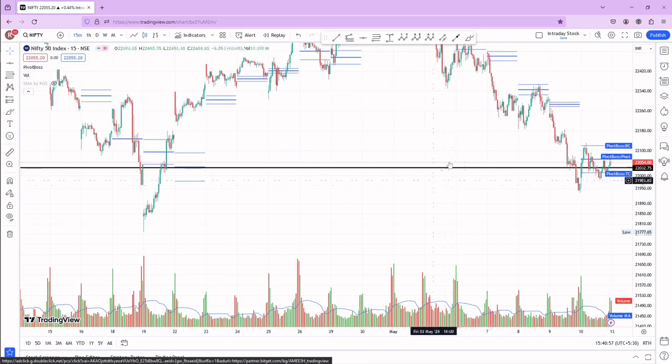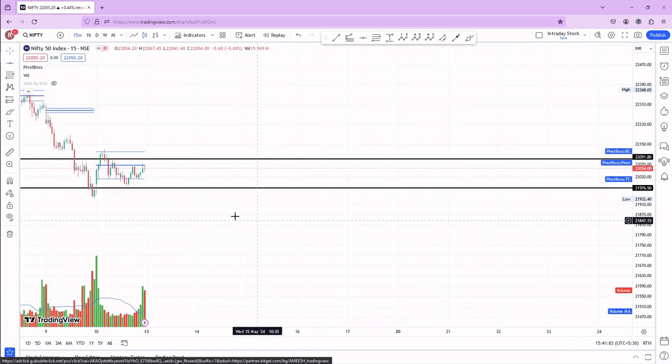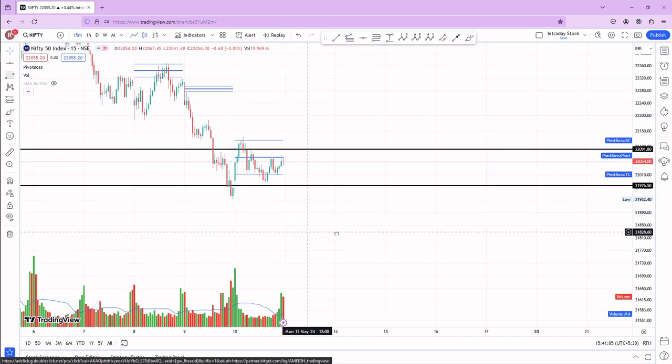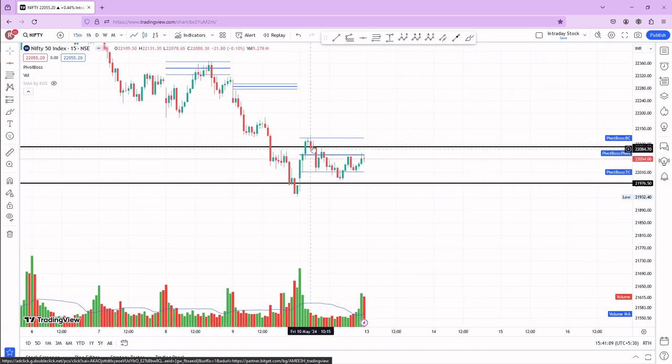Actually, we have to draw like this. Okay, this is the CPR zone. And if you see the price today, the market is 10th of May. Still the price is roaming inside the virgin CPR zone. So virgin CPR can act as a resistance as well as support zone. I hope I have made your doubts clear.